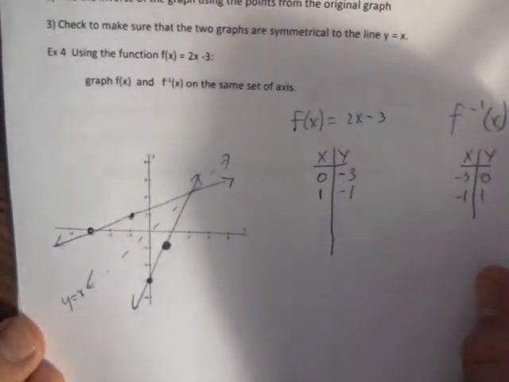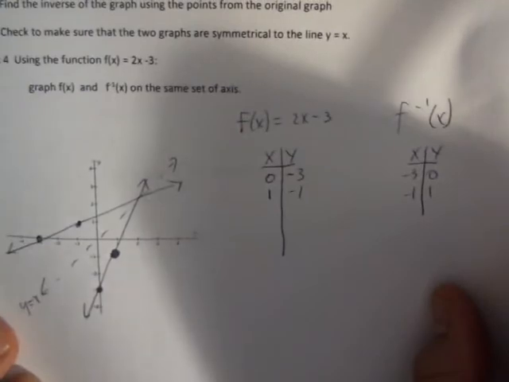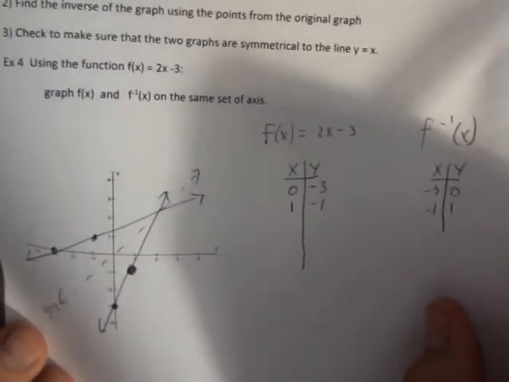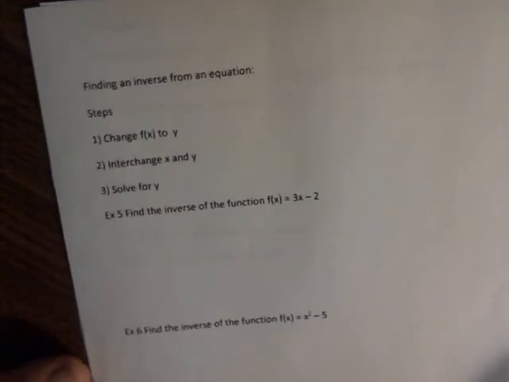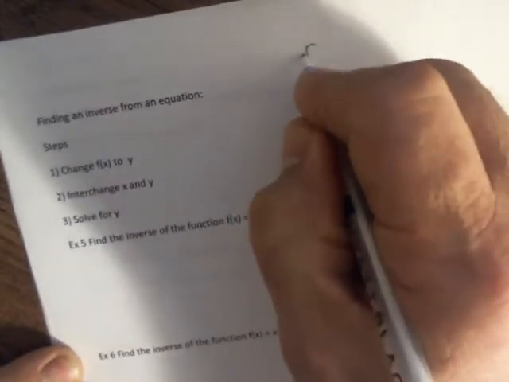So that's finding the inverse from points and from a graph. They're very much the same thing, because you need points to make a graph. The third way we're going to do it is finding an inverse from an equation. There are steps involved. Let me just do a few examples.